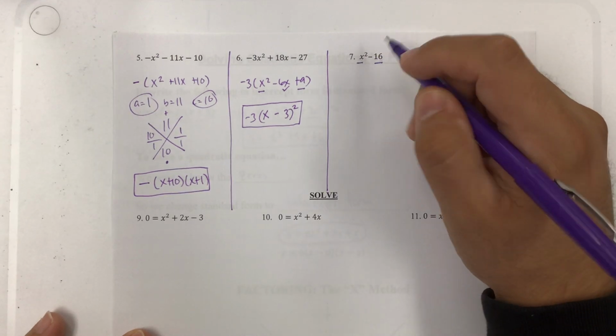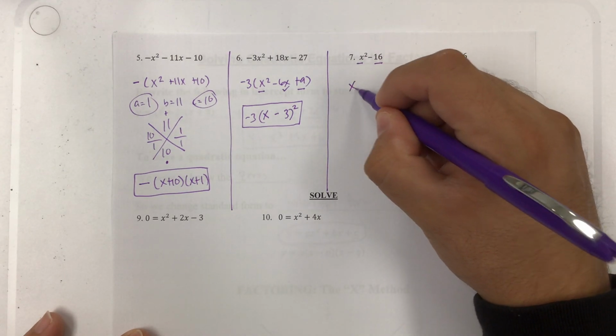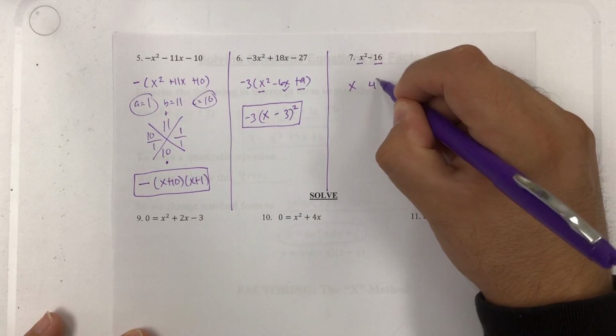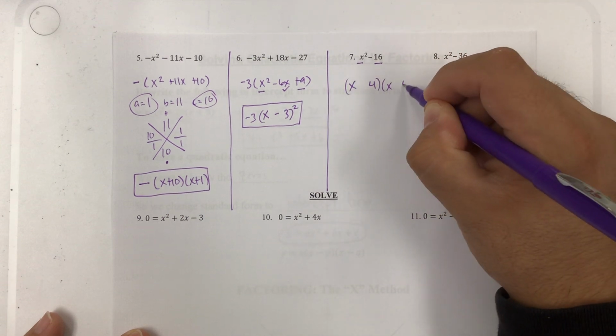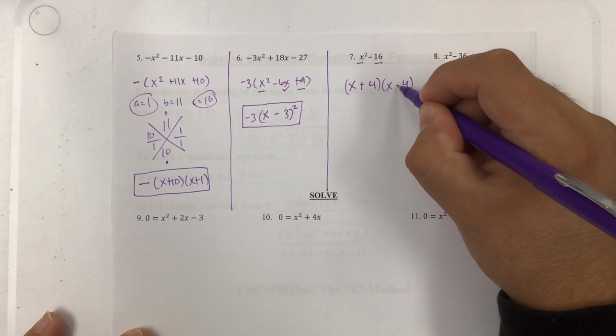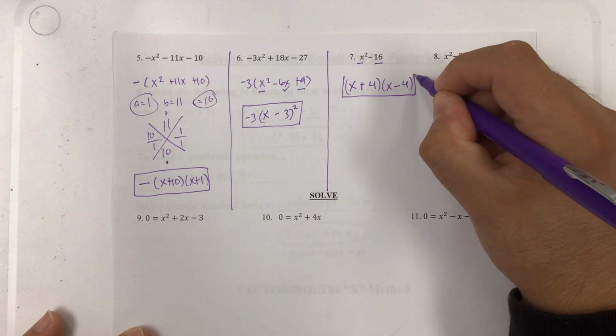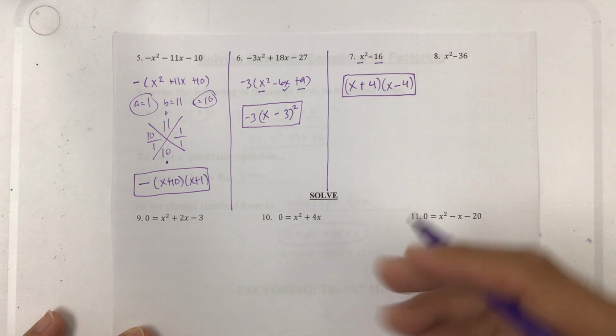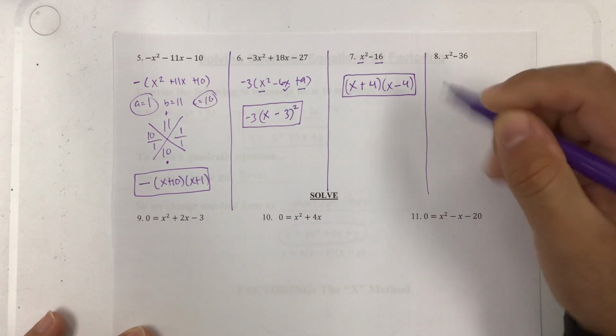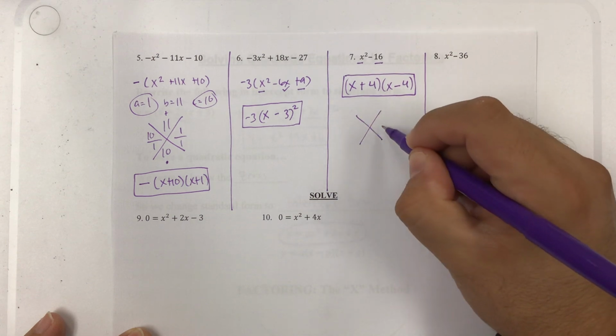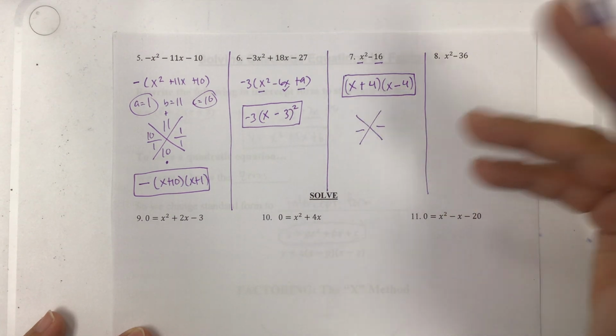So if we took the square root of x squared, we would get x. If we took the square root of 16, we would get 4. We know to write it twice. First one I always make positive, the second one is negative. Now, I'm gonna show you the x method in case that's something you wanna try on this. On this one, it is doable, but just kind of watch.